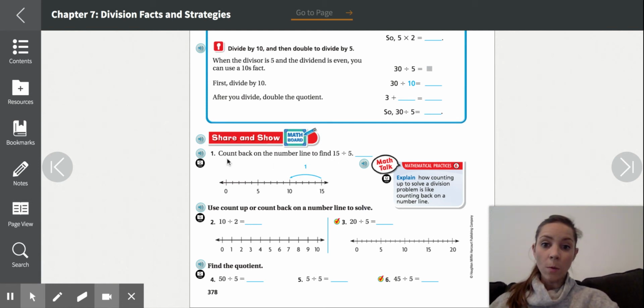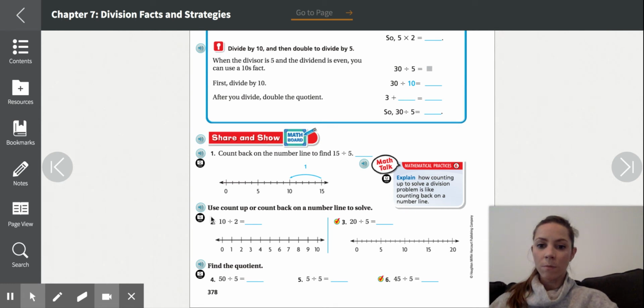All right, so number 1 says count back on the number line to find 15 divided by 5. So use this number line. Remember the 5 here is how many to go back each time. And then your answer, your quotient, is going to be how many times you did that. How many jumps did you make?